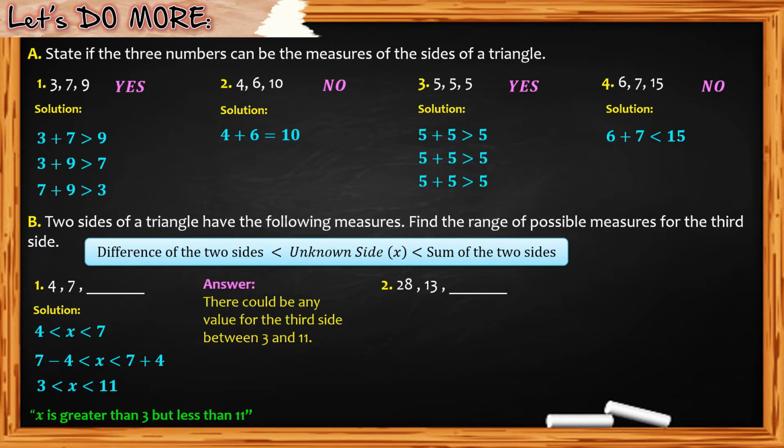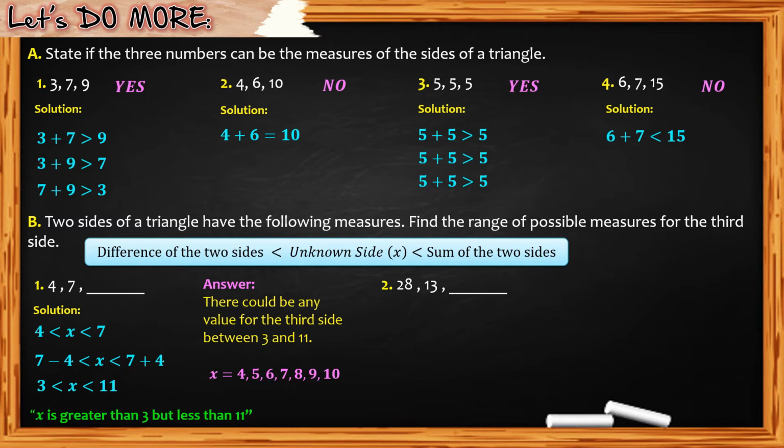So there could be any value for the third side between 3 and 11. So those are 4, 5, 6, 7, 8, 9, 10. So we cannot use 3 because 4 plus 3 is 7, and that is equal to 7. We cannot use 11 because 4 plus 7 is 11, and 11 is equal to 11. So these are the values of the x that are possible measures for the third side. We can use 4 because 4 plus 4 is 8, and 8 is greater than 7. We can also use 10 because 4 plus 7 is 11, and 11 is greater than 10. And to write it in simpler, we can use x is greater than 3 but less than 11.